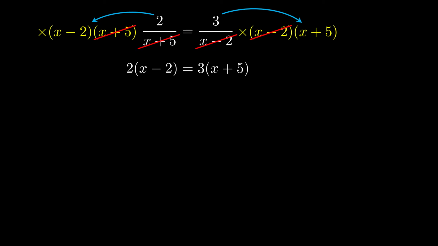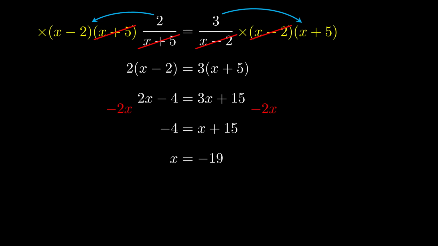And so again, we just need to expand both sides. This time I'll subtract the 2x from both sides to get rid of it from the left, leaving you with just negative 4 equals x plus 15. And at that point, you should be able to see by subtracting 15 or whatever that x is negative 19.